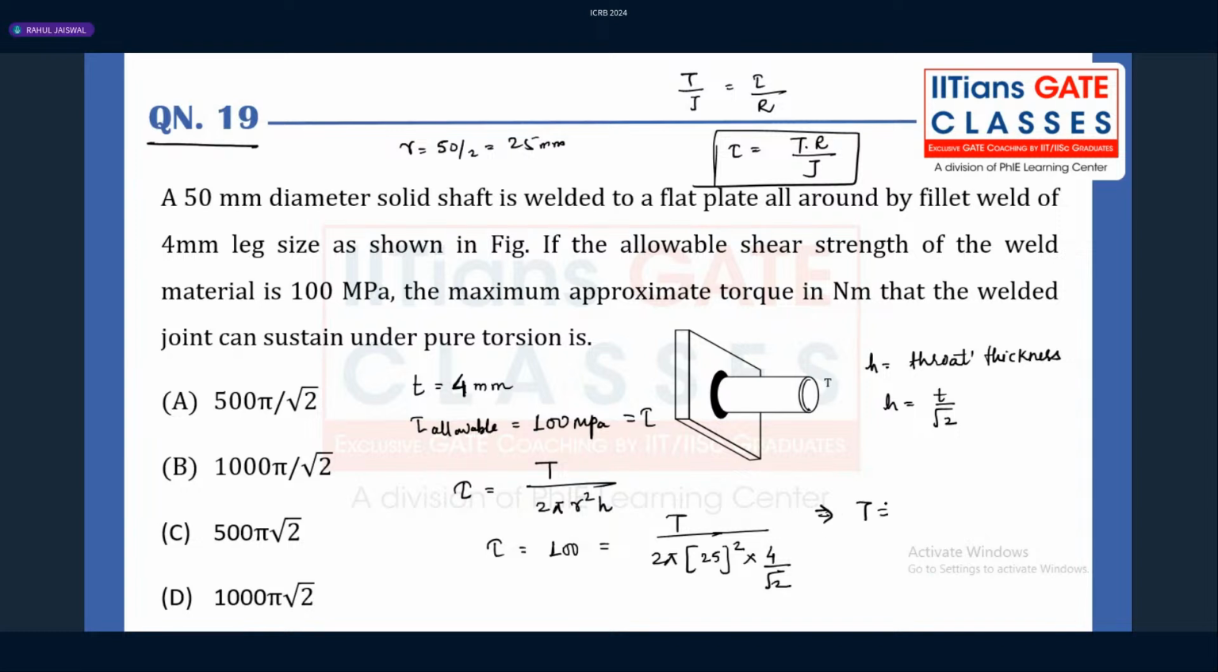So from here, if you try to calculate the T value, you are going to get 100 into 2 into pi into 25 into 25 into 4. So what are you going to get, guys? You are going to get 500 into 10 power 3 into pi Newton mm, divided by root 2. But they are asking in Newton meter, so we need to divide by 1000. If we divide by 1000, the T value should be 500 divided by root 2 into pi. That should be the answer for this particular question. So try to see which option matches: 500 into pi divided by root 2. A should be correct.